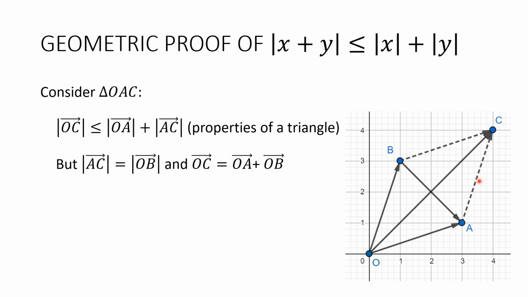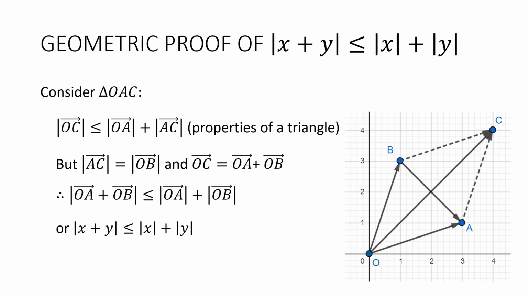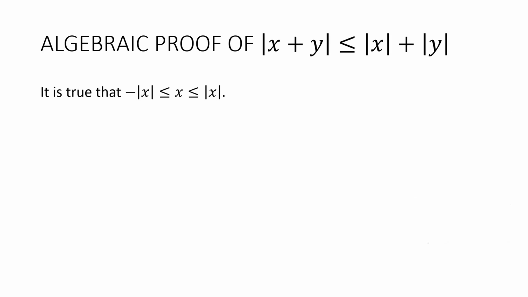But we also know that vector AC is the same as vector OB, and they have the same length. We also know that vector OC is the vector addition of OA and OB. So let's substitute both of those facts into here. So instead of vector OC, we have vector OA plus vector OB. And instead of the length of vector AC, we have the length of vector OB. And this is actually the same as this. Can you see? Instead of vector OA, I'm just going to write X. Instead of vector OB, I'm going to write Y. And there's our proof.